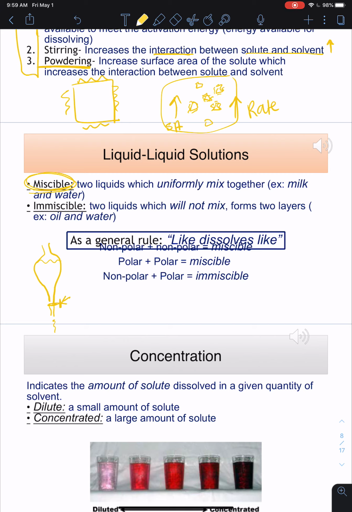If they are miscible, it all looks like there's just one big solution, to where they are uniformly mixed together. When they are uniformly mixed together, what I mean by that is we're now talking polarity. So it's either polar plus polar, or it's nonpolar plus nonpolar. Okay, that is when they are miscible.